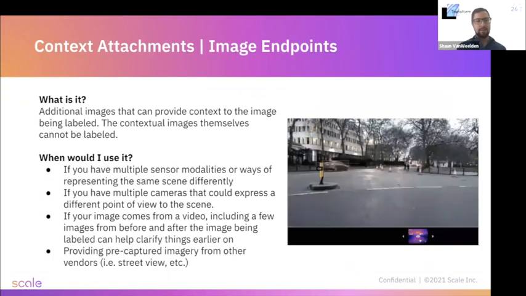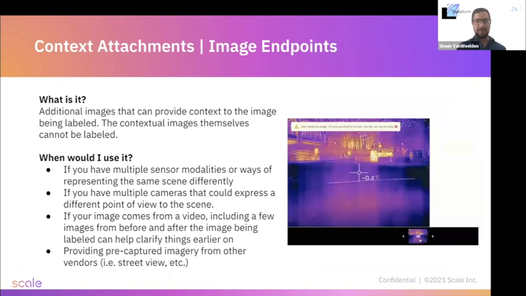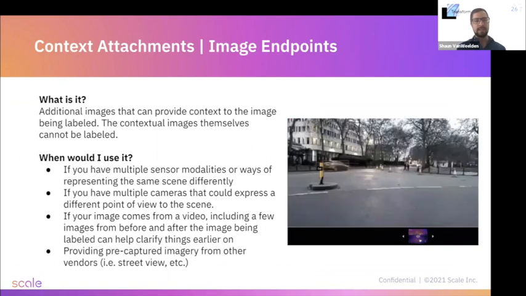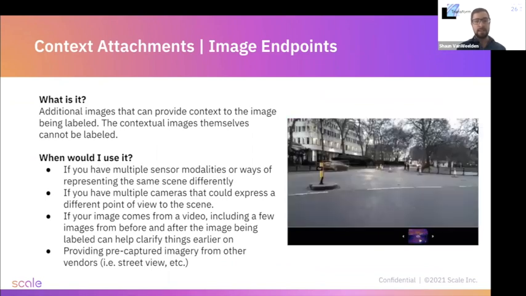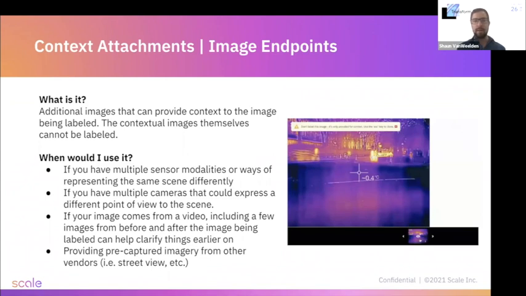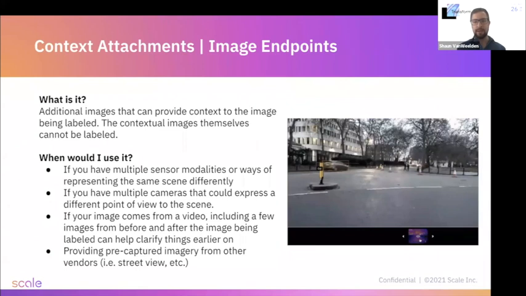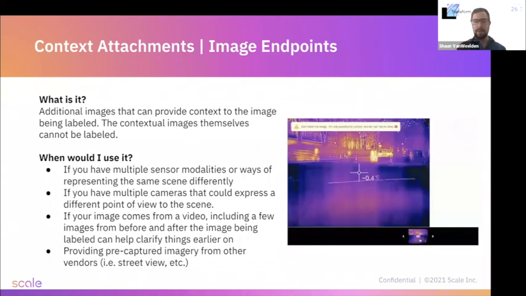The next thing I want to discuss is actually one of my favorite things that we've built out. It's the idea of contextual attachments. Contextual attachments are going to be additional images that can provide context to the image being labeled. These contextual images are not labeled themselves, but they are there to guide the annotation process and provide a different level of context. So in the GIF on the right-hand side, we have a regular camera, and then we have an IR sensor as well.